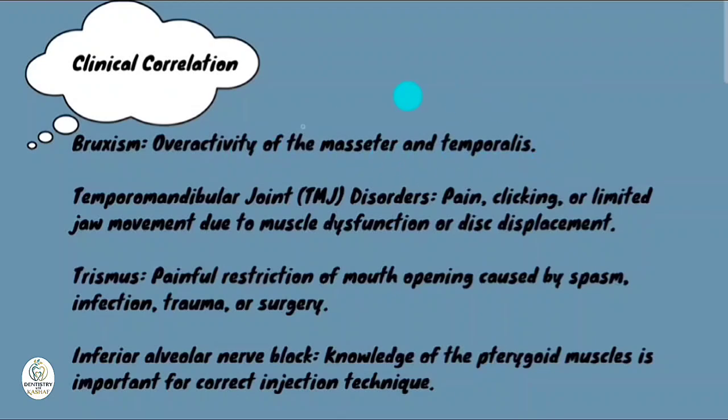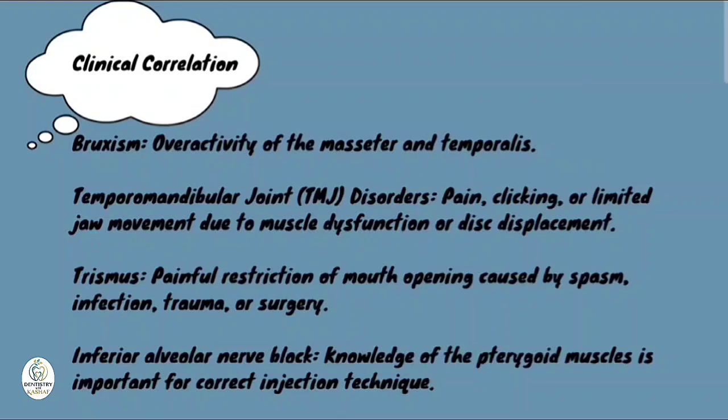Bruxism is overactivity of your masseter and temporalis muscles. TMJ disorder, we already said which muscles were related to it, like the lateral pterygoid, which inserts into the capsule, if you remember what we discussed. Pain, clicking, limited jaw movements due to muscle dysfunction or disc displacement. Then trismus is a painful restriction of mouth opening, caused by spasm, infection, trauma, surgery. It's multifactorial.